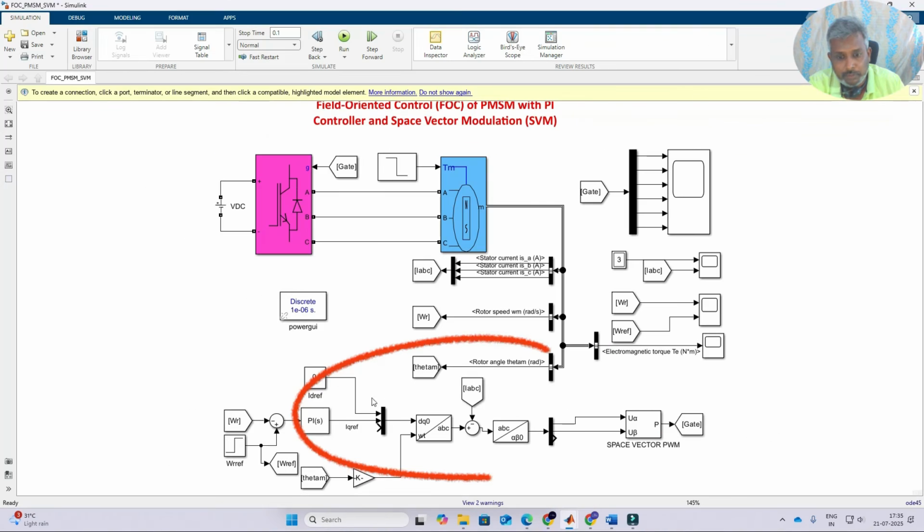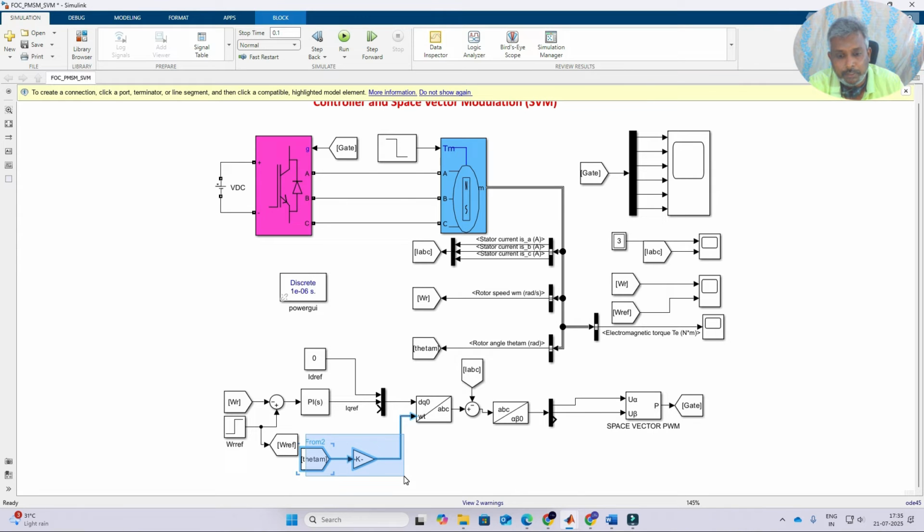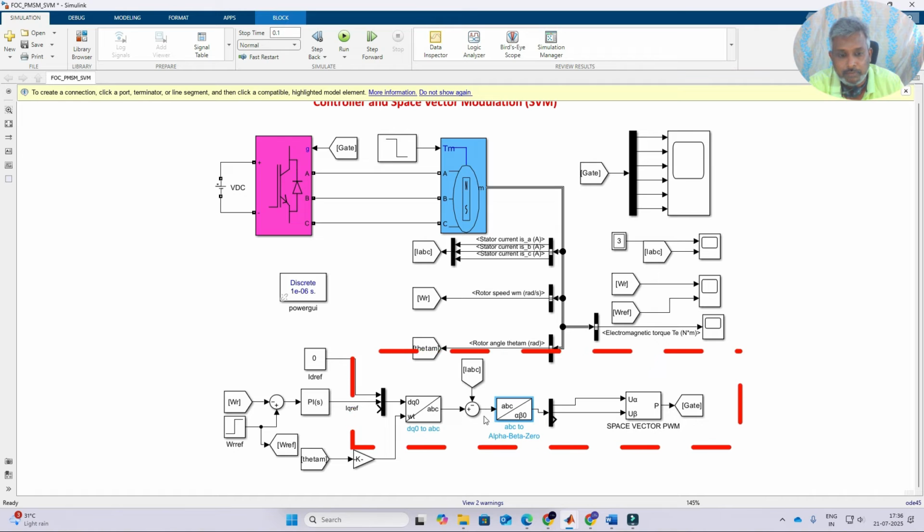You just have to combine this ID reference, IQ reference and the 0 current reference, and it will be converted into ABC. The input is the mechanical angle, which you have to convert into the electrical rotor angle. After converting, you compare this IABC reference with the actual IABC. After comparing, we get the error signal, which will act as the controlling signal.